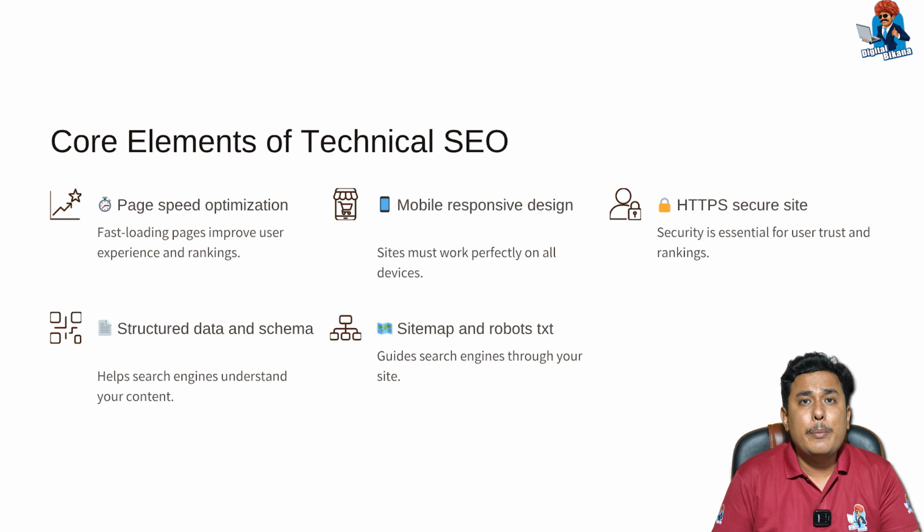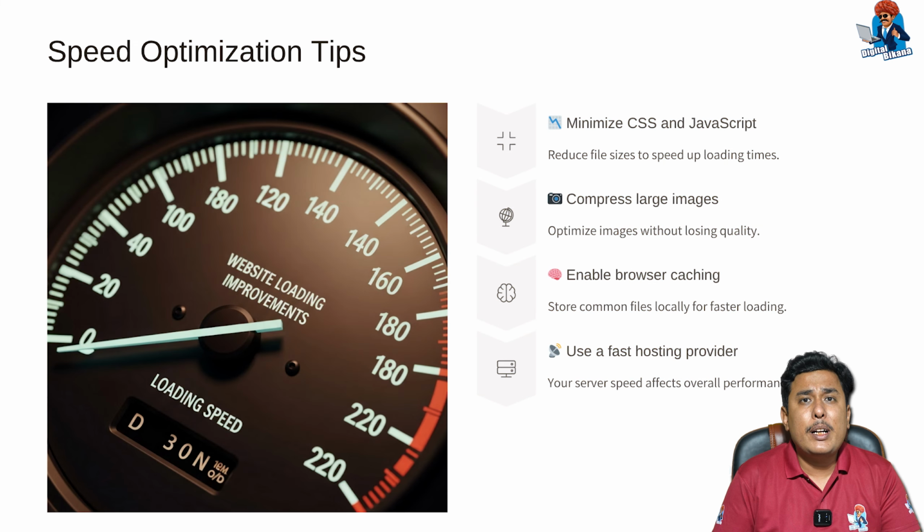Technical SEO includes elements like website speed, mobile friendliness, secure connection, structured data, and proper URL structure. Faster websites provide a better user experience and rank higher. You should compress images, use caching, and reduce unnecessary code.